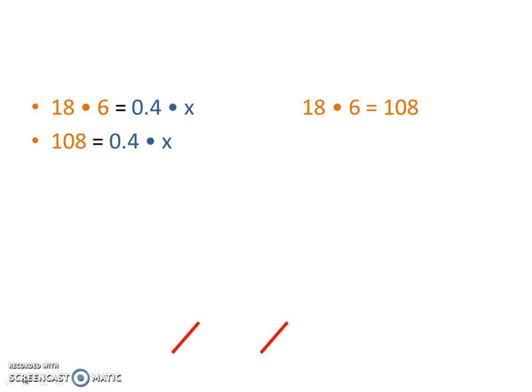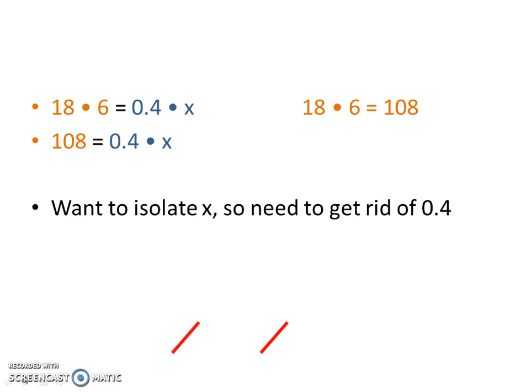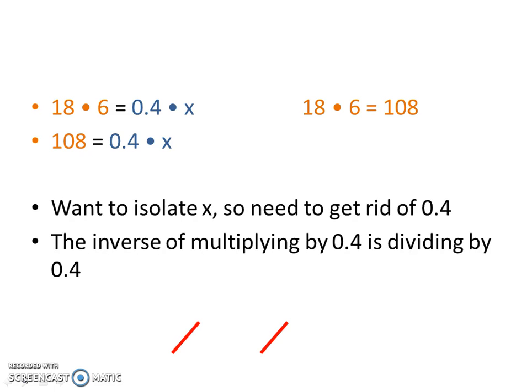Now on the right side of the equation, I want to get x by itself, or isolate x. Right now it's not by itself because it's being multiplied by 0.4. So I want to get rid of multiplying by 0.4. The inverse of multiplying by 0.4 is dividing by 0.4. So if I divide both sides of my equation by 0.4, I will eliminate it from the right side of the equation, and I'll be left with x. So now all I have to do is 108 divided by 0.4.